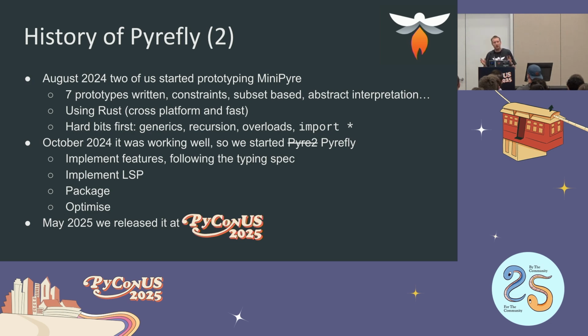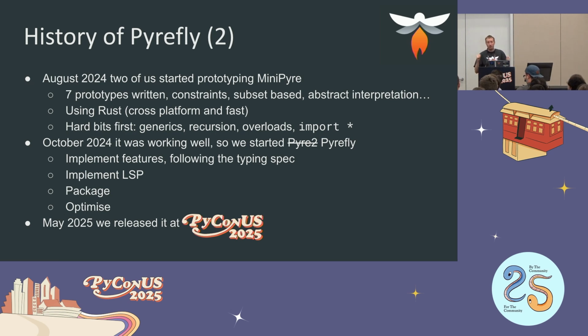Well, Python functions are relatively complicated to type check, but we really wanted to go after things like import star, recursion, overloads, generics from the very beginning, because those were the bits we thought might trip us up. And indeed, they did trip up 6 of our prototypes, but not the 7th one. And increasingly, each prototype got better. And so by about October, it was working well. So we decided, we're going to go for it.